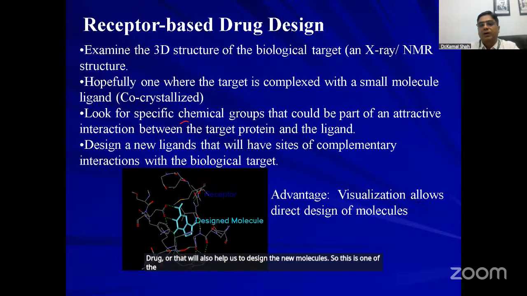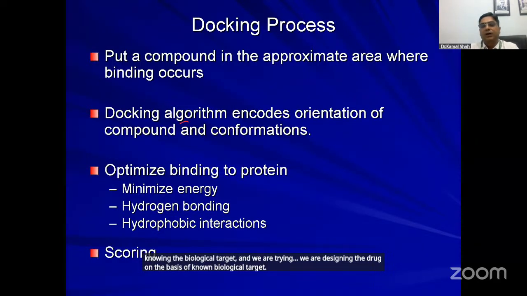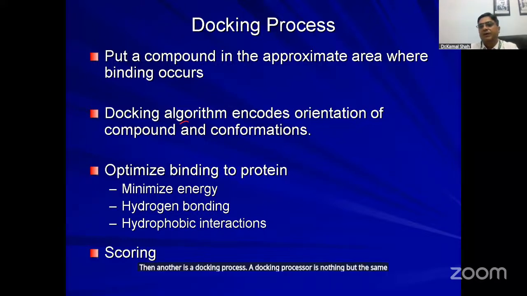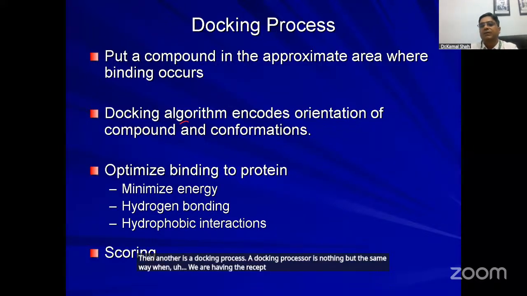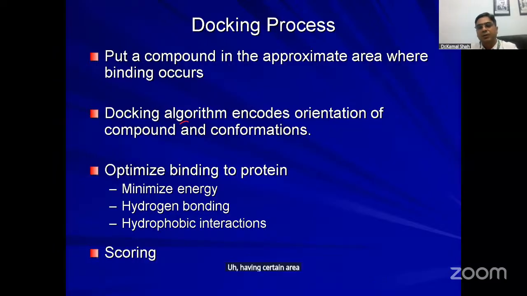So this is one way of designing the drug, receptor based drug designing, where we know the biological target and we design the drug on the basis of the known biological target. Then another is the docking procedure. Docking is the same way: we have the receptor, and a certain area already known to us as specifically required for the activity. We take the drug and try to bind it over that area, minimize the energy using the software itself, keep the interactions as many as possible, and we get the result in the form of scores.